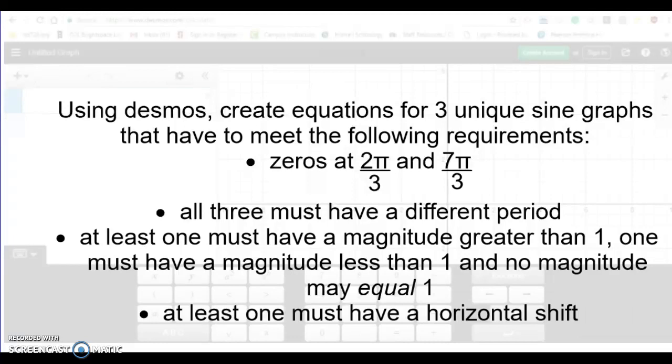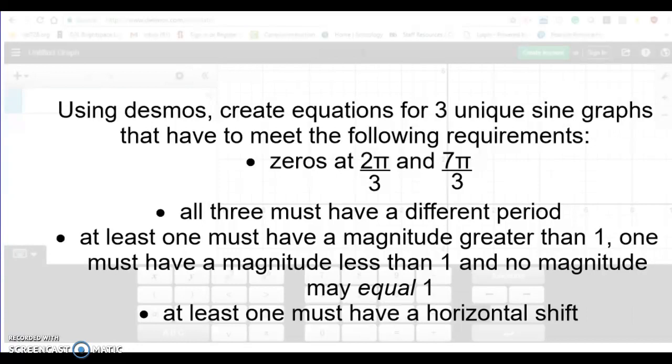So here are the requirements that I want them to have. They must have zeros at 2 pi over 3 and 7 pi over 3. I picked the pi over 3s because they're just more challenging. Oftentimes when you get paper that is set out for radians, it's in full pies, half pies, quarter pies. Well, if they have to do it in thirds, that just takes it up a notch. And how are they going to break it down in the thirds?